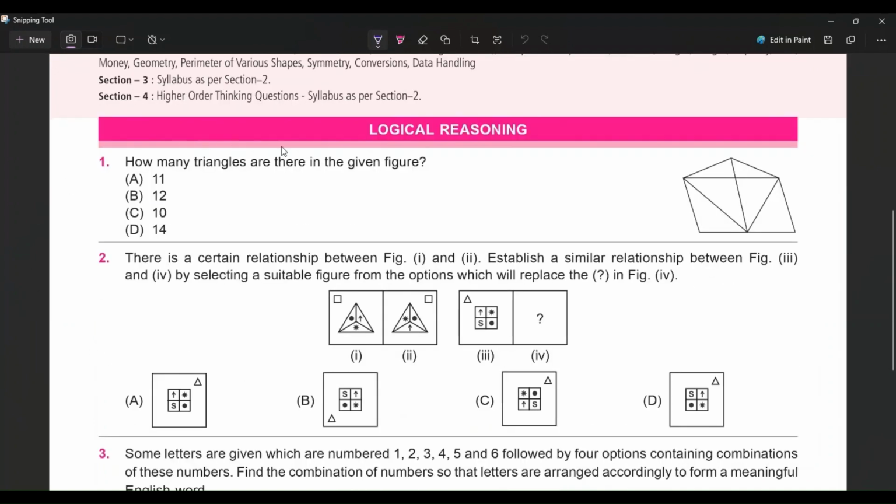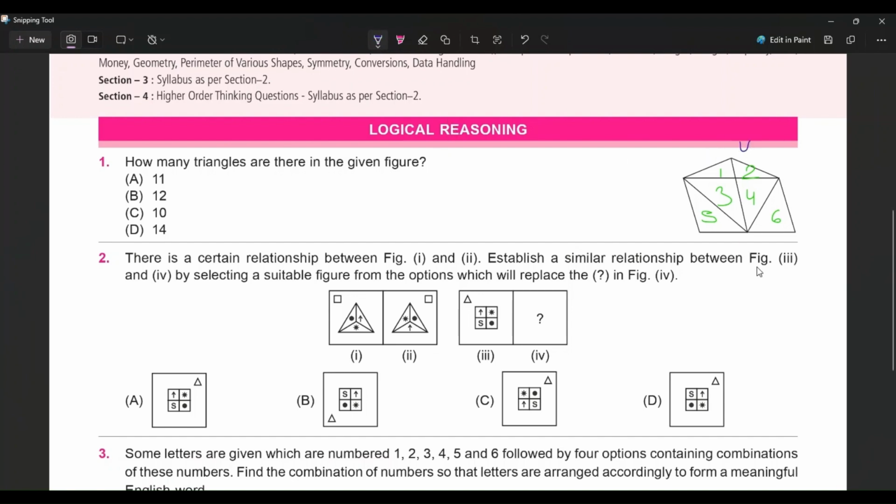Let's quickly see the first section, logical reasoning. First question, how many triangles are there in the given figure? Let's first count the number of triangles. 1, 2, 3, 4, 5, 6. And few more triangles are there. Let's check what are those.